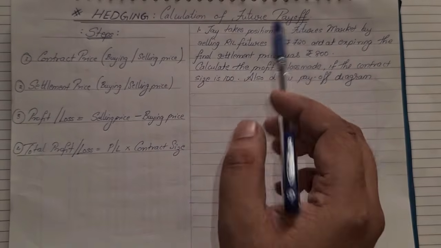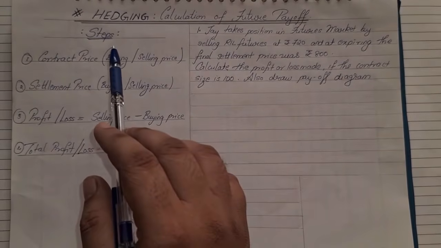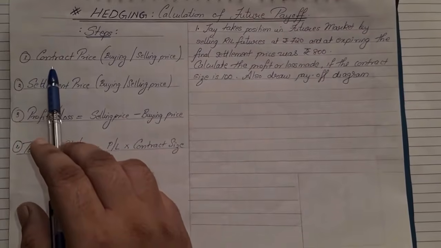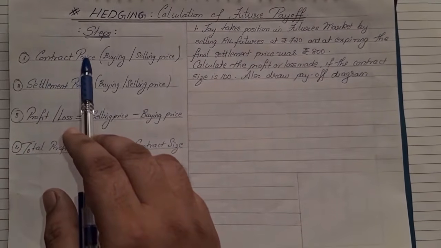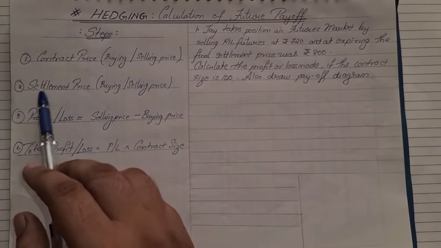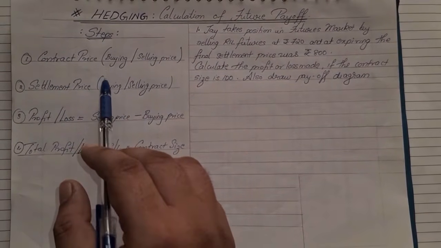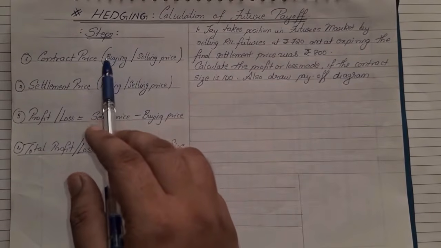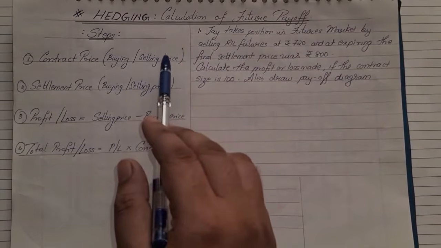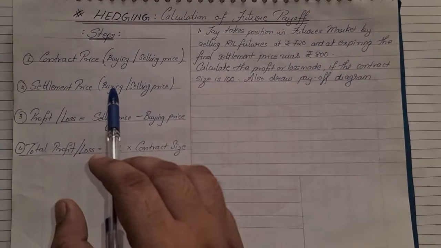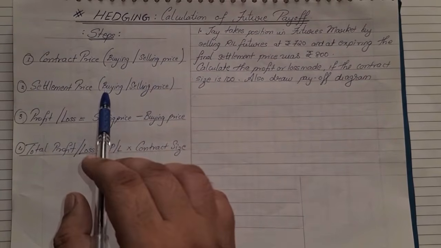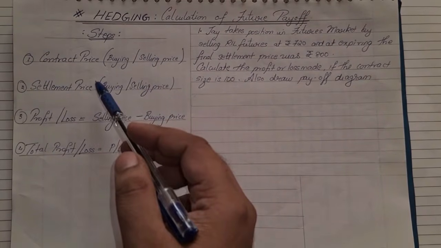Now in order to solve the sum, we'll first go through the steps. The steps are as follows. First step, we need to note down the contract price. Now the contract price can be either buying price or selling price depending on the question. Second is settlement price. Again, it can be the opposite of buying and selling. So if my contract price is based on buying, my settlement will be selling. If my contract price is based on selling, my settlement price will be based on buying. So if I buy, I have to sell in future. If I sell, I'll have to buy in future. So that's contract price and settlement price.